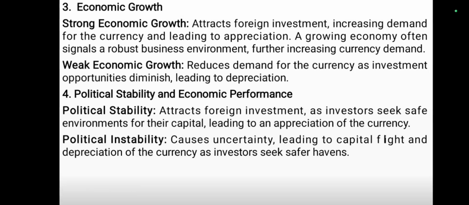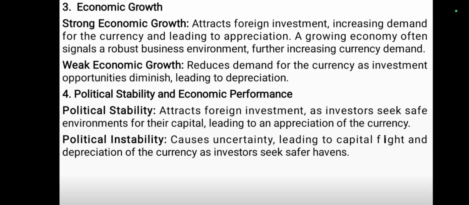Next, economic growth. If there is strong economic growth in the country, as you all know, India is a developing country and the economy is very stable, at that time it will attract more foreign investors towards the country. That means the foreign investment will increase. If there is weak economic growth, then obviously people will not invest in a country which has lower economic growth.